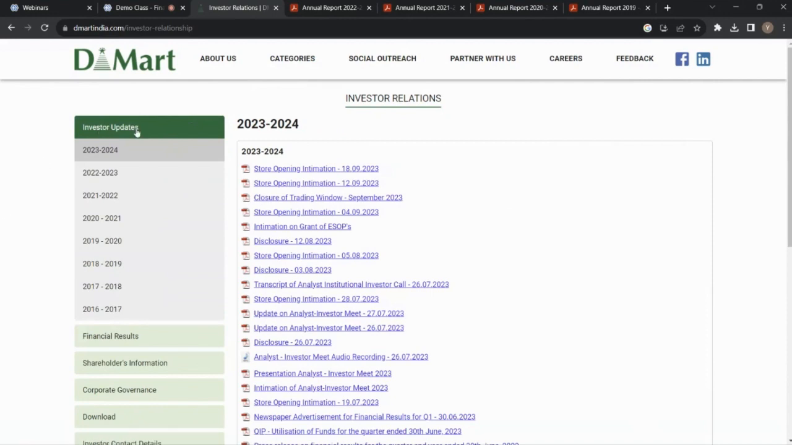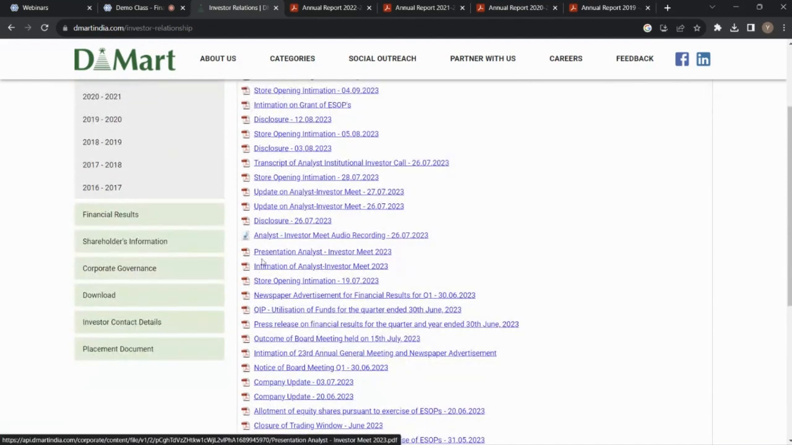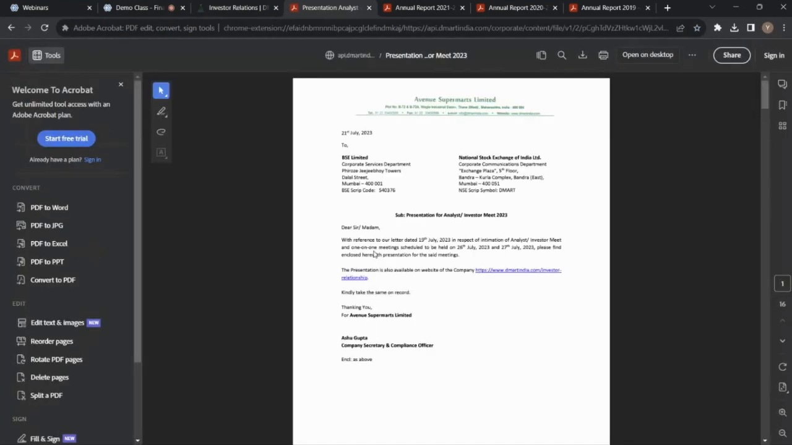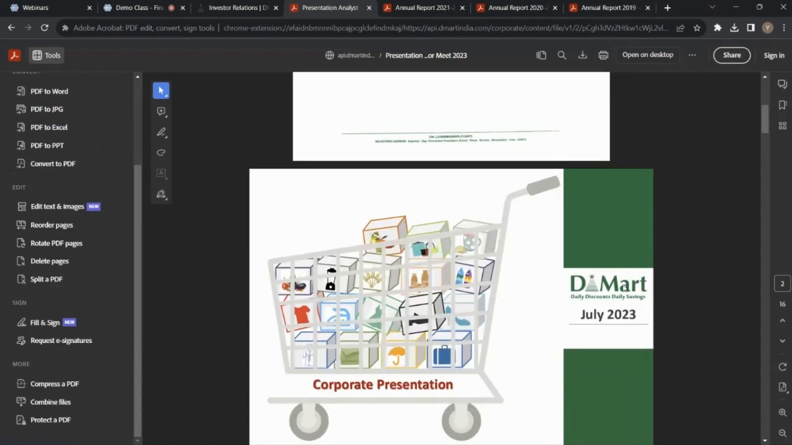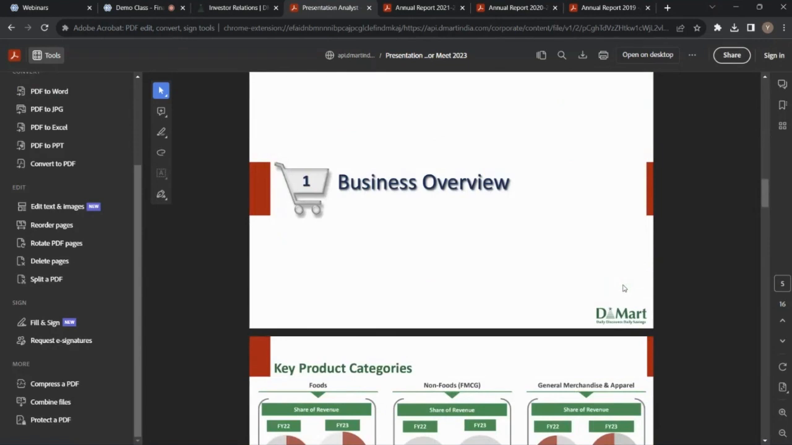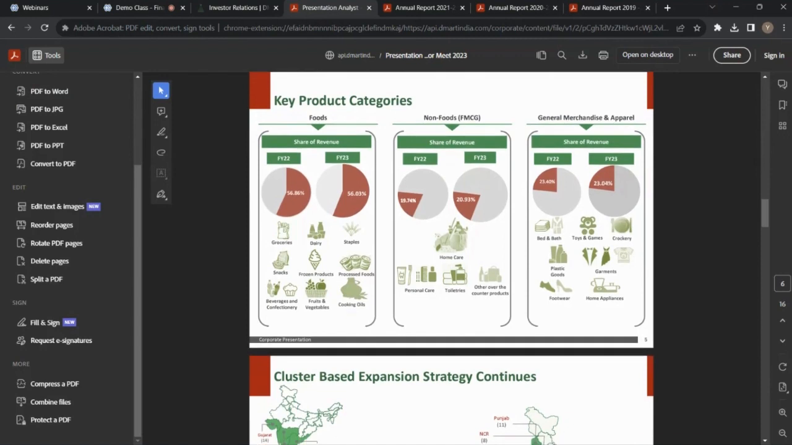Okay, we've got something called investor updates. There is something called the analyst presentation. This is something you can look at to understand the important or key factors that the company looks at. So you can just click on that and go down. Let's look at what things the company is reporting.